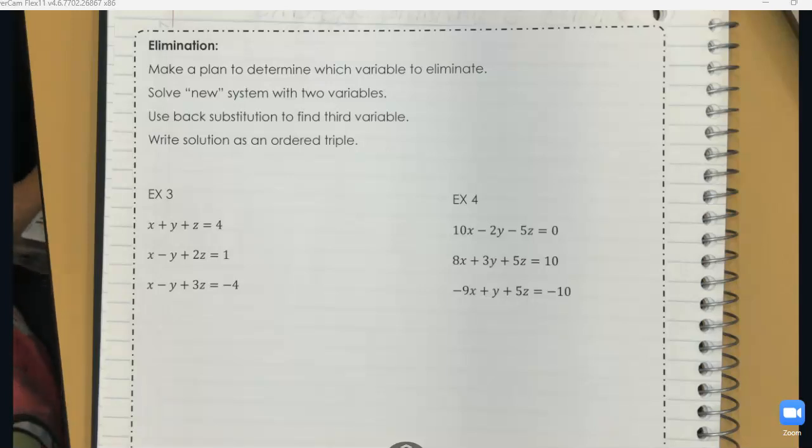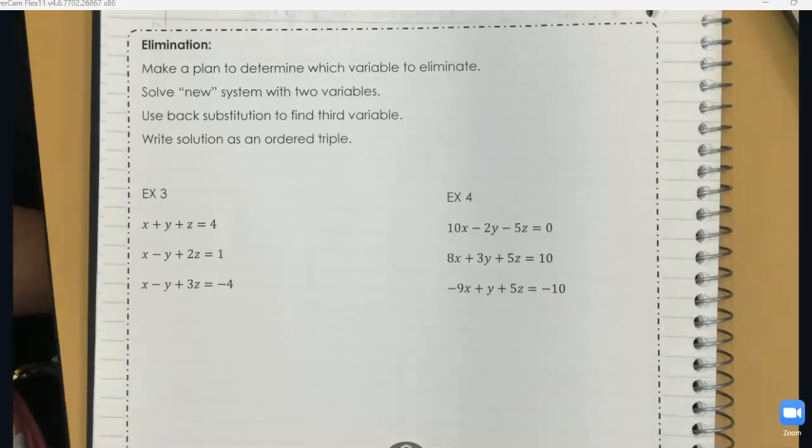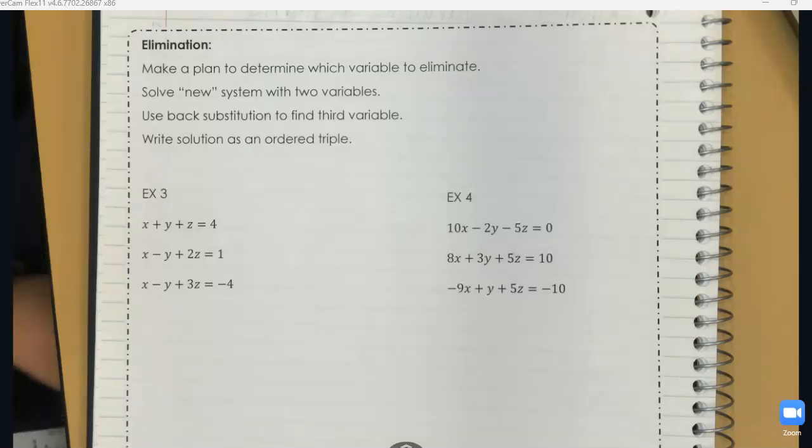All right, welcome back to part 2. This is on elimination. The way we use elimination is you're going to do elimination multiple times to get down to a system with 2 variables, and then you're going to eventually solve your system, similar to what we did with substitution. So what you need to do first is make a plan on which term to eliminate. Look at what maybe already cancels, what you could get easily to cancel, and go from there.